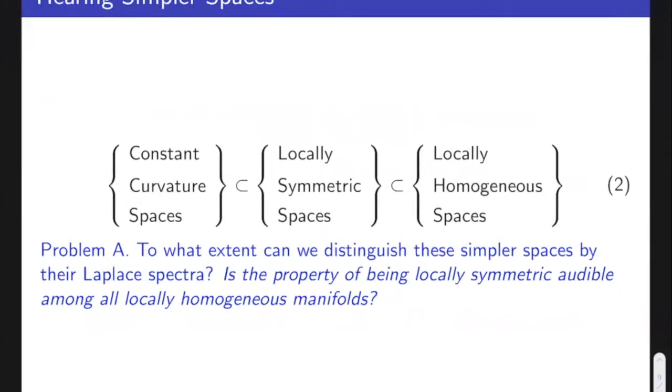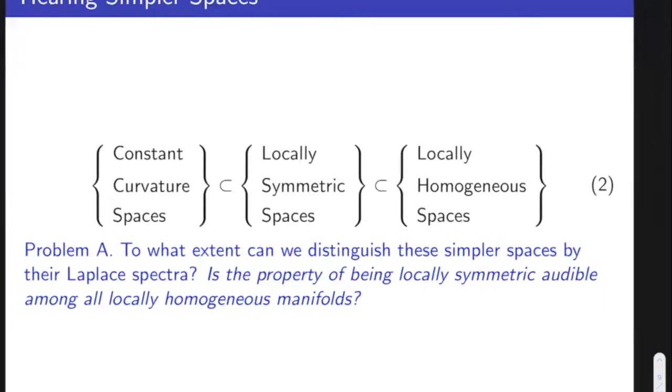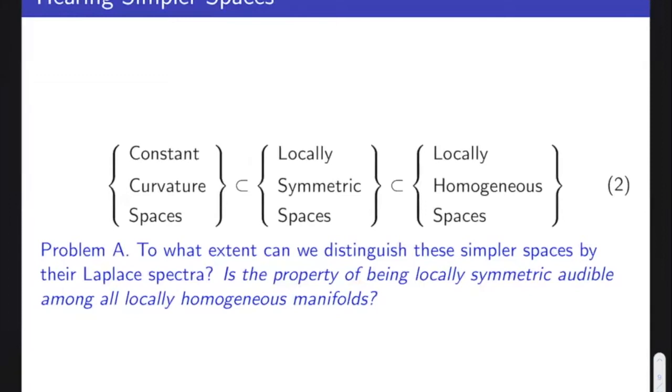Okay, so now maybe we can change the question a little bit and ask, suppose I stay within this family of simpler spaces, or spaces with a large amount of symmetry. We can ask, to what extent can we distinguish these simpler spaces by their Laplace spectrum? And we can also ask, is the property of being locally symmetric audible among all locally homogeneous manifolds? So that's one motivation for studying the Laplace spectrum and the geometric structure.